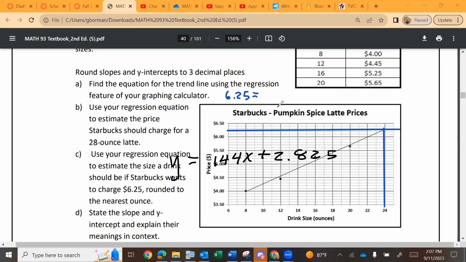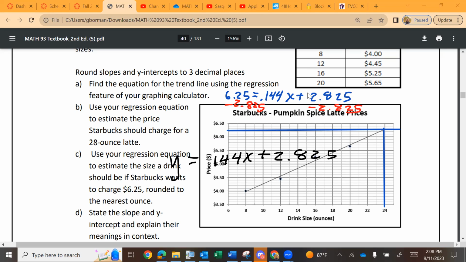On part B, they gave me an X number, an ounce number. On part C, they're giving me a dollar amount, a Y number. So I plug it in for Y. If I plug the 6.25 in for X, that says 6.25 ounces, and that's clearly not what I want. All righty. So now we have this equation. We want to solve for X. Hallelujah. So I'm going to take away 2.825 from both sides.